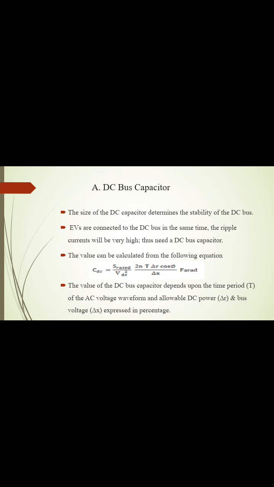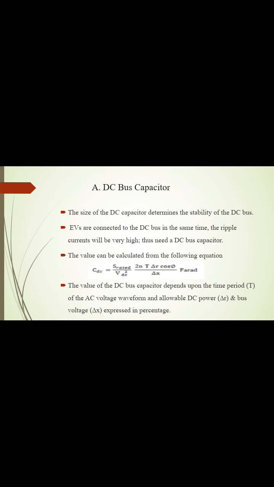First one is the DC bus capacitor. The size of the DC bus capacitor determines the stability of the DC bus. When many EVs are connected to the DC bus at the same time, the ripple current will be very high. Thus a bus capacitor is needed. The value can be calculated from the following equation.